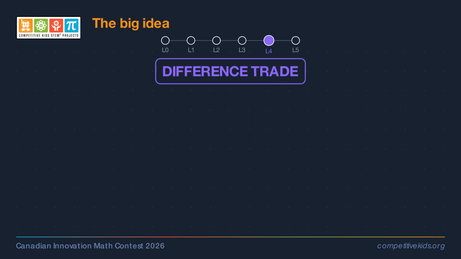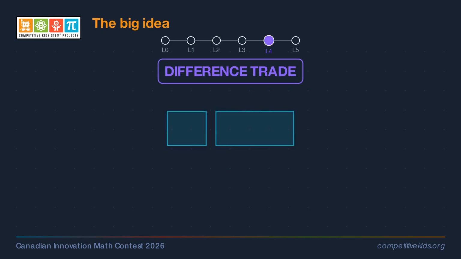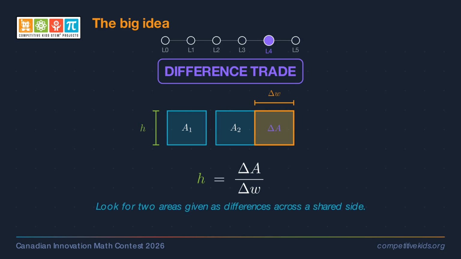This is the difference trade rule. When 2 groups look almost the same, look at the difference. The area difference divided by the width difference unlocks the shared height. 16 minus 12 equals 4. Divided by 1 gives 4. Then use that height to find the middle width. Multiply for the shaded area. Same unlock, hidden deeper. Find the unlock first. The rest falls into place.